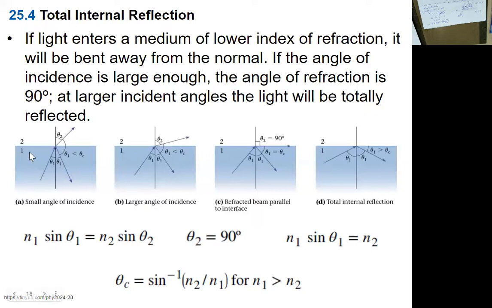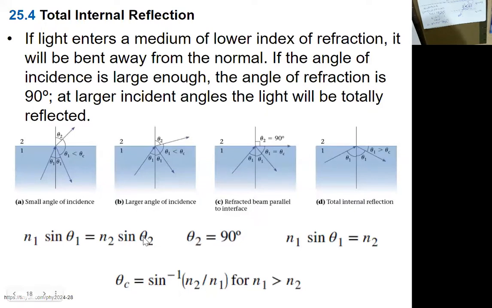Now N1 is greater than N2 because this is a dense material, and let's say this is just air. In that case, N1 is greater than N2. So theta 2 has to be greater than theta 1, right? Because N1 sine theta 1 is equal to N2 sine theta 2. If N2 is smaller, sine theta 2 will be larger. Sine is an increasing function from 0 to 90 degrees.